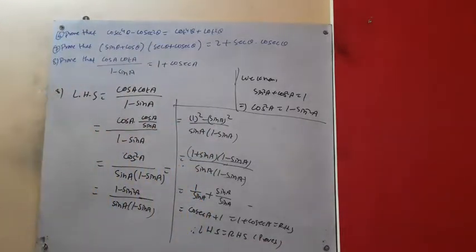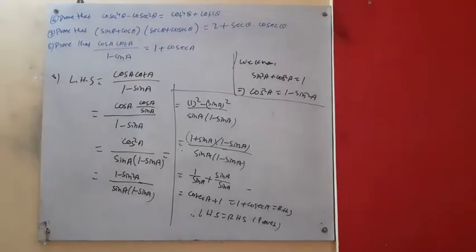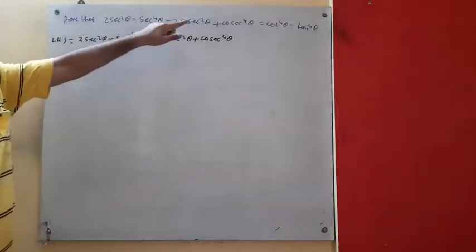So, we have proved this one. Now, there are some other sums to do. Let me check whether you can see. Okay, now I think you can see it properly. Look, this is a big one. Prove that this one equals this one.